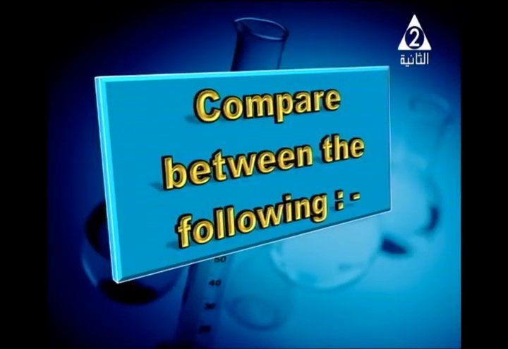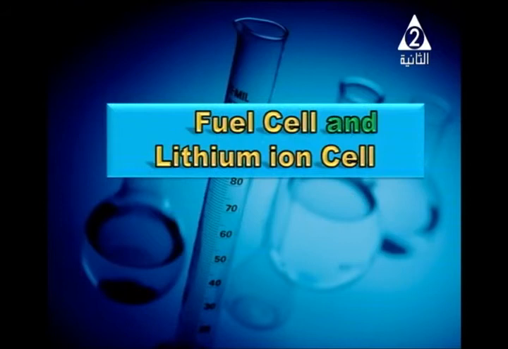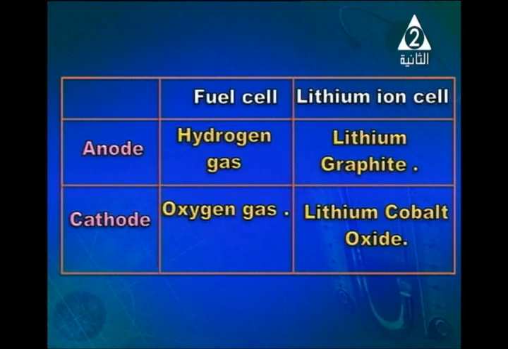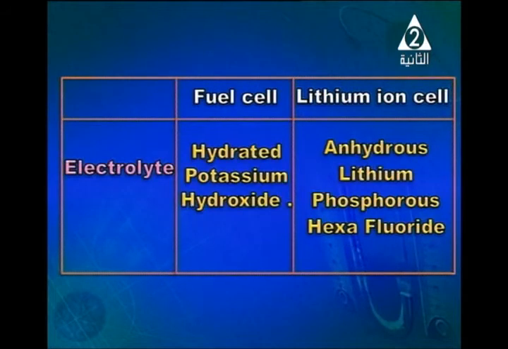Let's compare between the following: the fuel cell and the lithium ion cell. We start our comparison with the type of anode. In the fuel cell, the anode is hydrogen gas, while in the lithium ion cell, it is lithium graphite. The cathode type. In the fuel cell, the cathode is oxygen gas, while in the lithium ion cell, it is lithium cobalt oxide. Also, the kind of electrolyte. In the fuel cell, the electrolyte is hydrated potassium hydroxide, while in the lithium ion cell, the electrolyte is anhydrous lithium phosphorus hexafluoride.